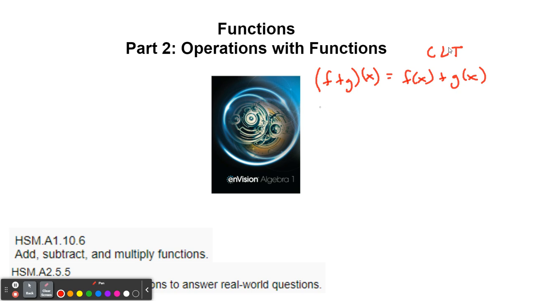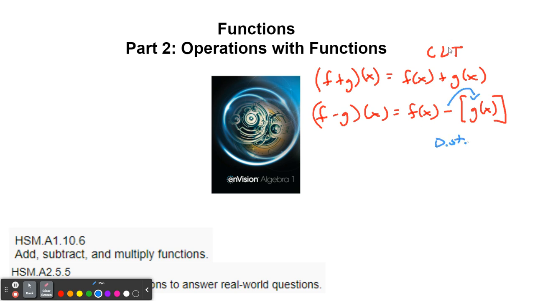Okay? We're also going to do subtractions. You might see f minus g of x, which again is f of x minus, and now I'm going to put a big bracket around g of x. The reason I'm doing that is because you need to remember that when you subtract, you need to distribute the negative into that second function. But then after you do that, you're going to combine like terms. So you distribute the negative and then you combine like terms.